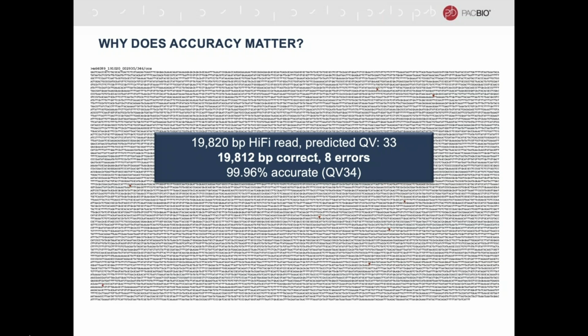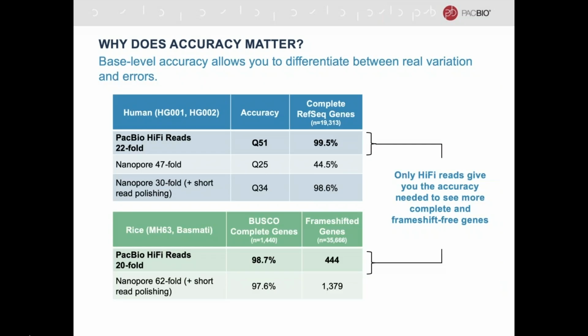So that comes out to a 99.96% accurate read that's on a 20 kb scale. So this is going to be a really powerful data source for your downstream analyses. And why does accuracy matter? Why should this be important to you? When you think about base level accuracy, that's going to allow you to start to differentiate between real variation and errors.